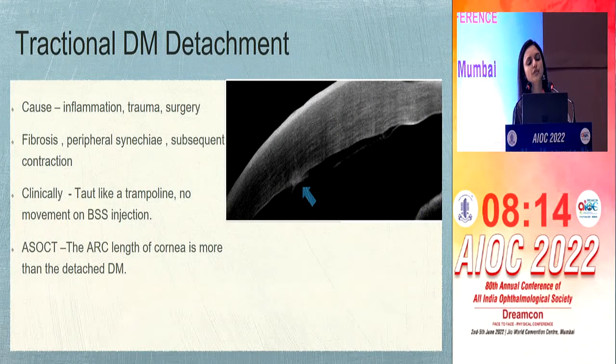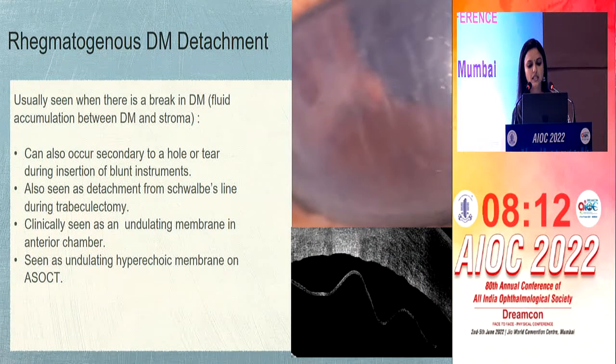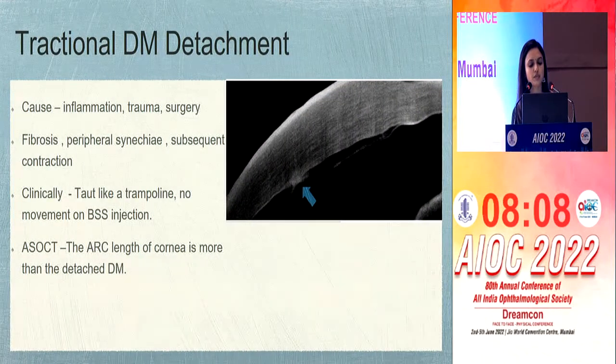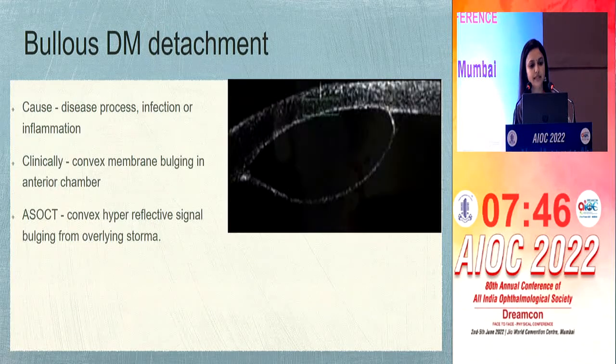Tractional DM. If you see the previous slide, you can see the detachments as a curl or a fold, and there is free space between. But if you see a tractional detachment, it's very taut. It's like a tight membrane that you can see. Usually secondary to inflammation, trauma, surgery. There's fibrosis, peripheral synechia, subsequent contraction. And it's taut, like a tent, and there's no movement on BSS injection. On an ASOCT, the arc length of the cornea is more than the DM.